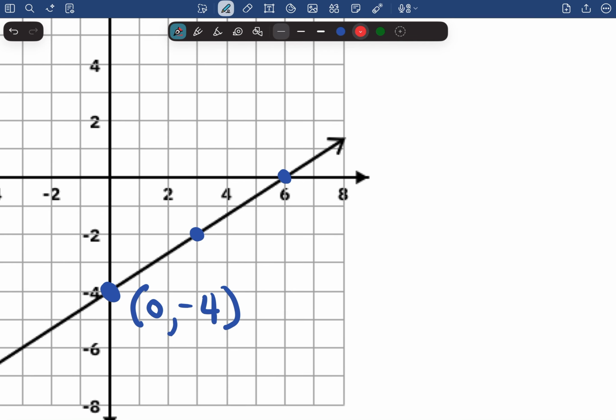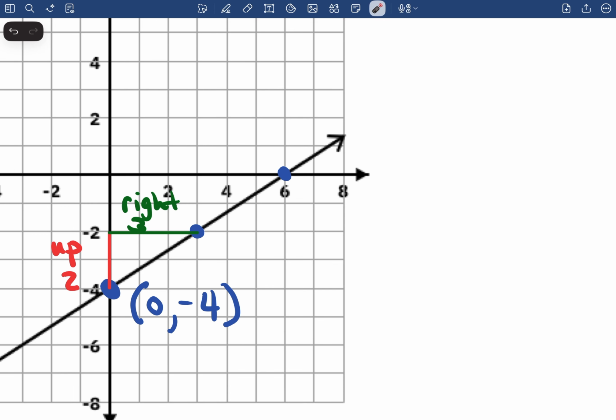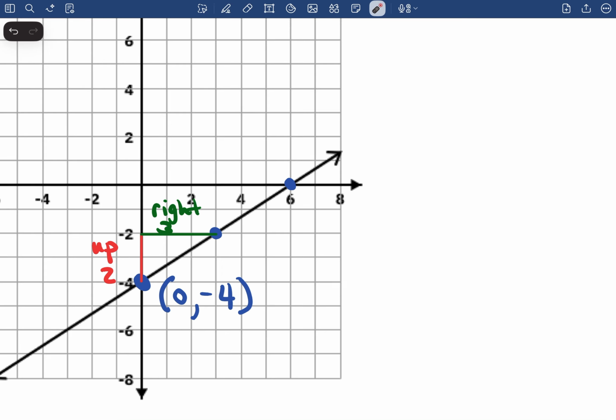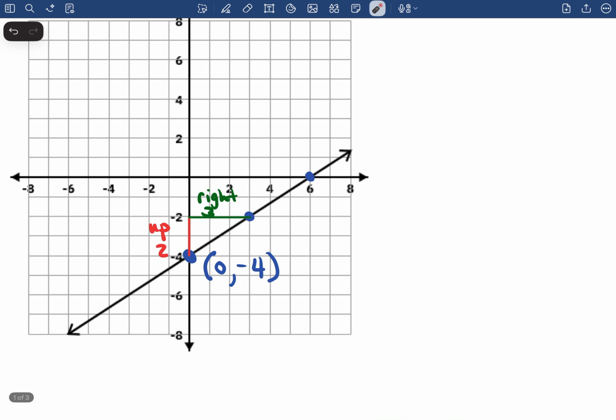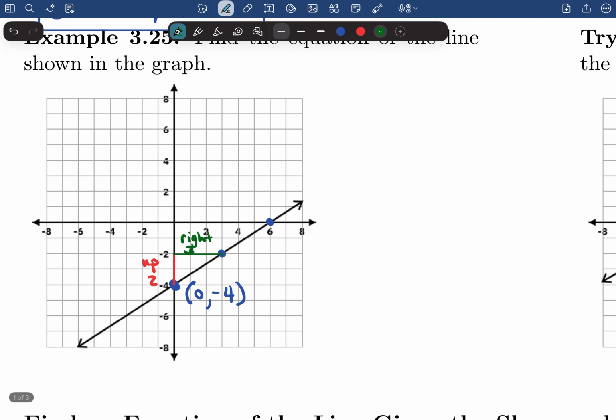Great. Now we need to see the rise over the run. So I look for the rise. I'm going up 2 units. And the run to get to the next lattice point, well, that's right 3 units. Okay, so it appears my slope is rise of 2 over run of 3, 2/3. And I've got a positive slope. My slope is positive. It's going up from left to right. So I can now write the equation of this line.